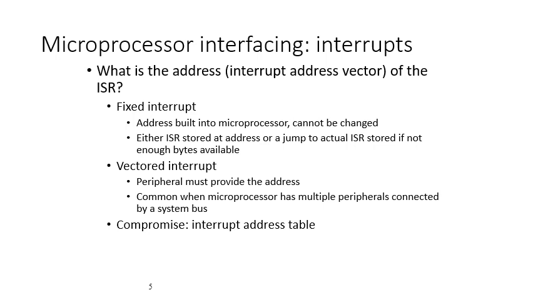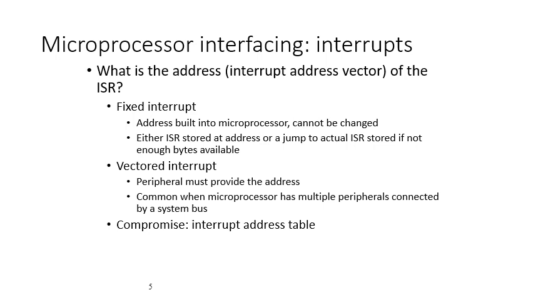What is the address of the interrupt service routine? The address is usually known as the interrupt address vector. Keep in mind that whenever we say address, it means the interrupt address vector of the ISR, the interrupt service routine. There are basically three types of addresses. Number one, fixed interrupt. Number two, vector interrupt. And then we have the compromise, the interrupt address table. So we have three types of interrupts.